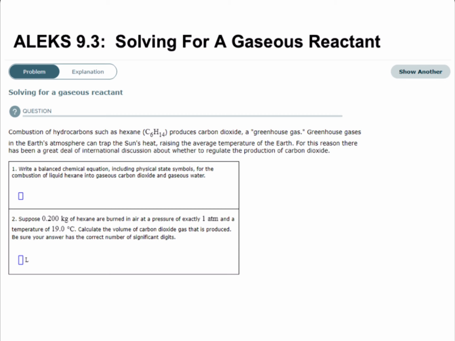The first one is to write a balanced chemical equation, including physical state symbols, for the combustion of liquid hexane into gaseous carbon dioxide and gaseous water. So we're going to start this off with liquid hexane. And we know that this is a combustion reaction, so we have to include oxygen. And this yields gaseous carbon dioxide and gaseous water. So we've got our reactants, we've got our products, and we've got our physical state symbols.